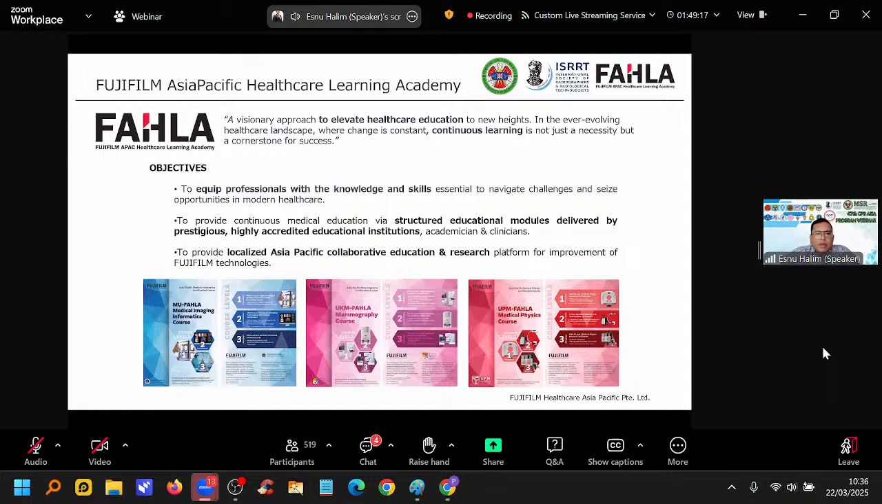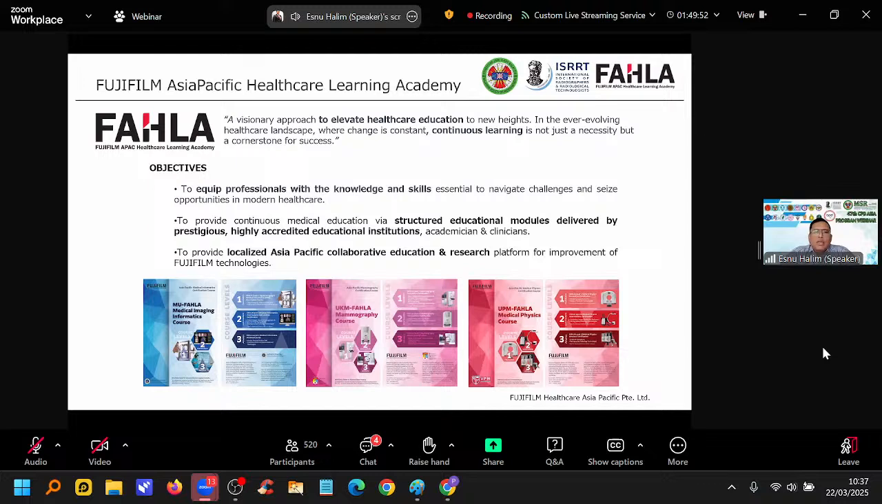Just to introduce to everyone, FALA is our education platform. We want to elevate our healthcare education, and our main aim here in the region is to close the gap between countries. We see a huge gap from one country to another in terms of radiology practice, and we wanted to close that gap. So we equip professionals with knowledge and skills because of the demands of modern healthcare.